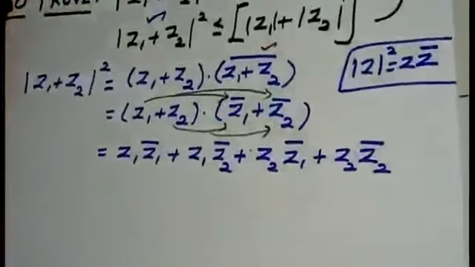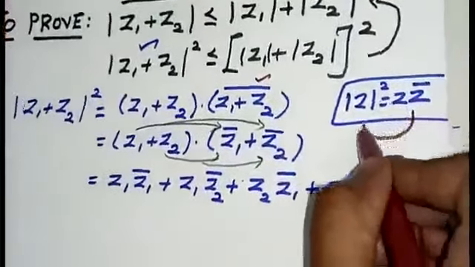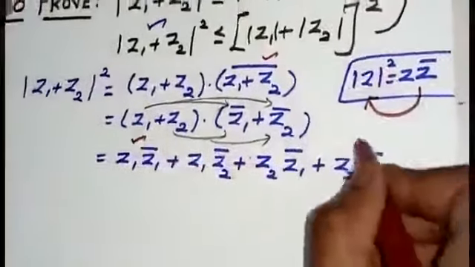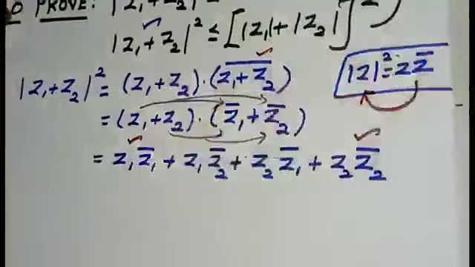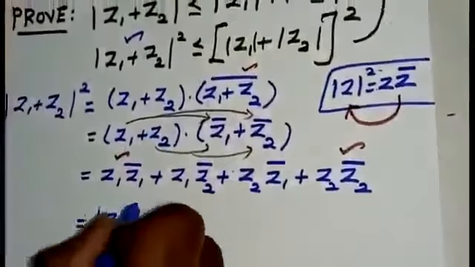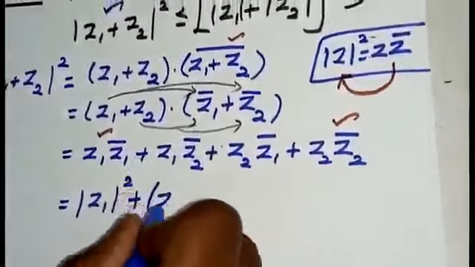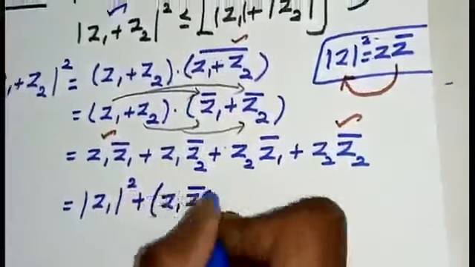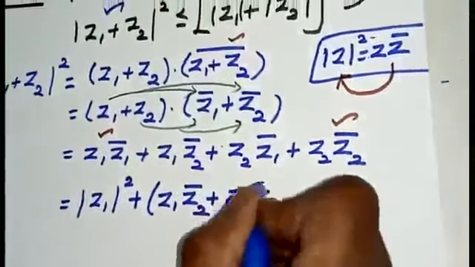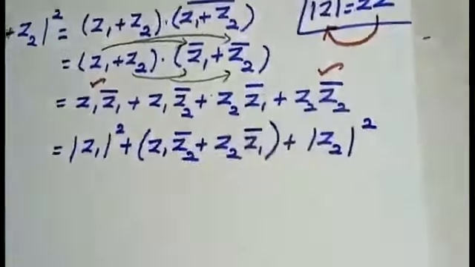Now again I am going to use this property, that is z z bar can again be written as modulus of z the whole square. So these two places can be written as modulus of z the whole square. Just see here how I am going to write: modulus of z1 the whole square plus, inside the bracket, z1 z2 bar plus z2 z1 bar, plus modulus of z2 the whole square.